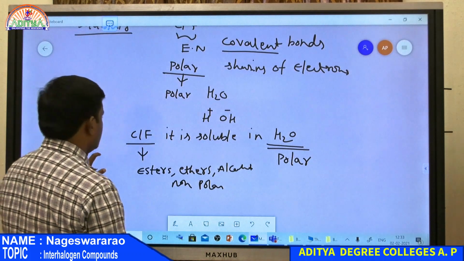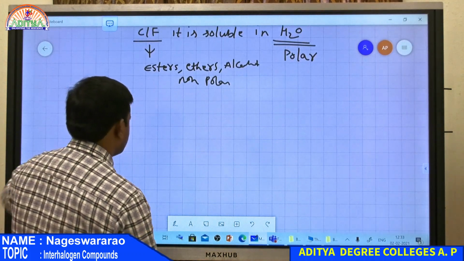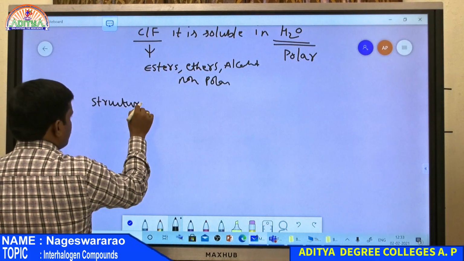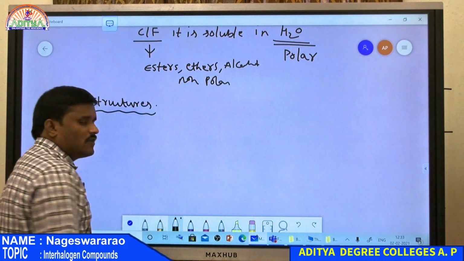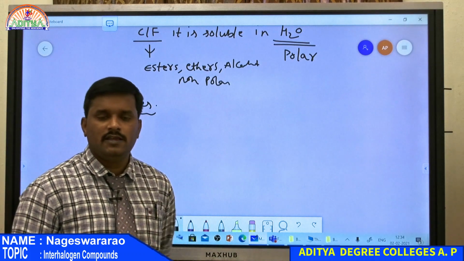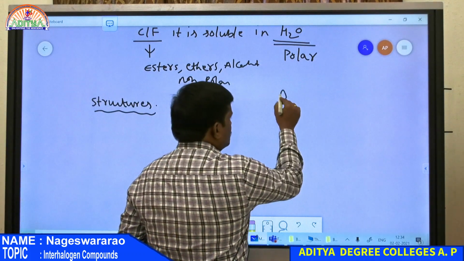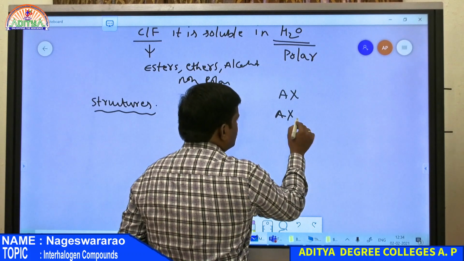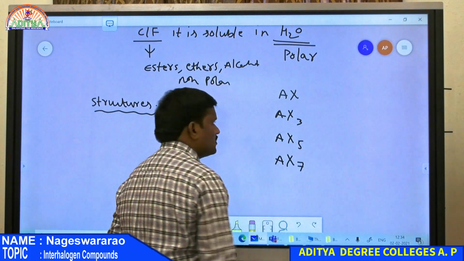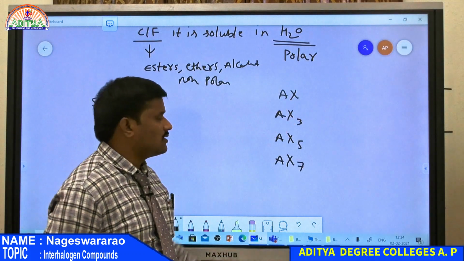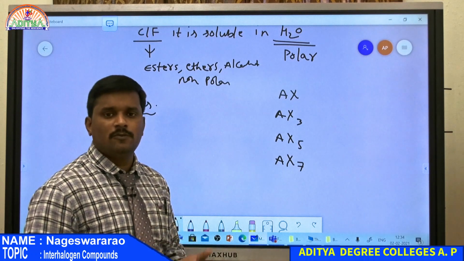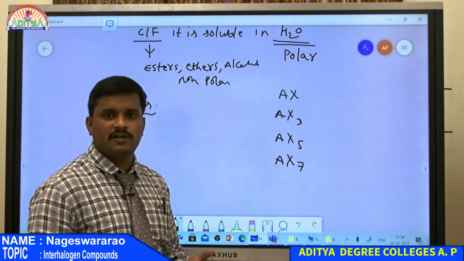So finally, in this question we require the structures of interhalogen compounds. So what is the structure of AX type interhalogen, AX3, AX5 and finally AX7? In our afternoon class we discussed the structures of all these interhalogen compounds: how many bonds are present and how many lone pairs of electrons are present. Due to the presence of lone pairs, the structure may deviate from its original structure.